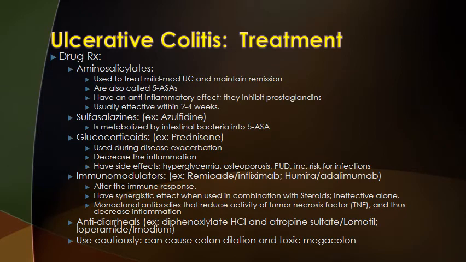This is a big slide of drug therapy, but I do want you to be familiar with these, okay? We'll take them one by one. I'm going to try to pronounce them all. This should be interesting. Aminosalicylates, those are used to treat mild to moderate ulcerative colitis episodes, and it helps to maintain remission. They're also called 5-ASAs. ASA is aspirin, right? So 5-ASA.